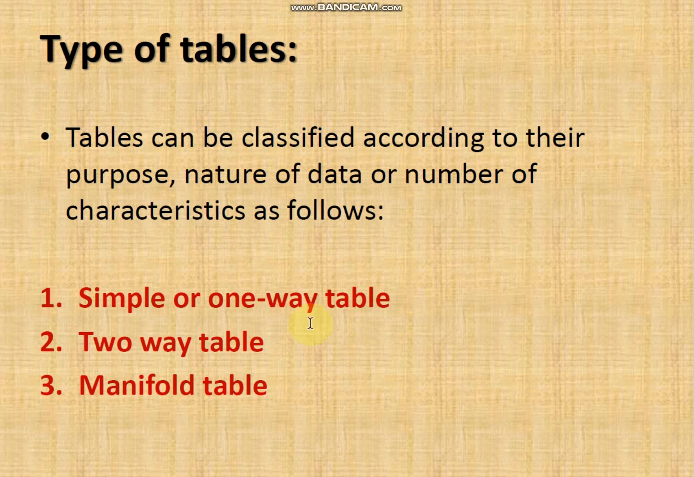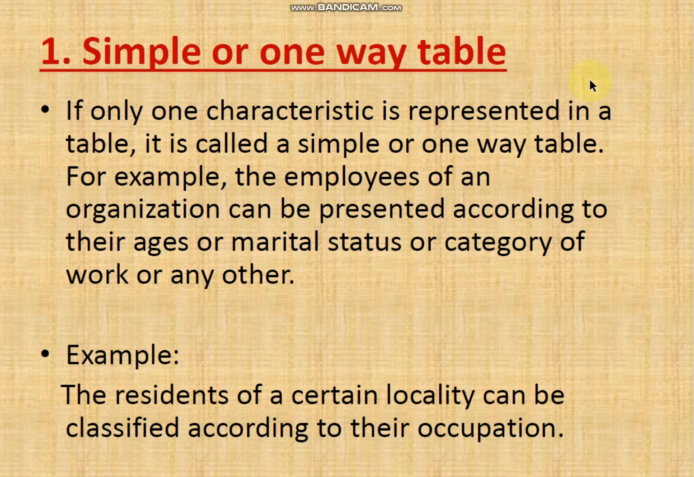The first one is a simple or one-way table. The second one is a two-way table, and the third one is the manifold table. So let us look at them one by one. The first one is the simple or one-way table. If only one characteristic is represented in the table, then it is called a simple or one-way table.